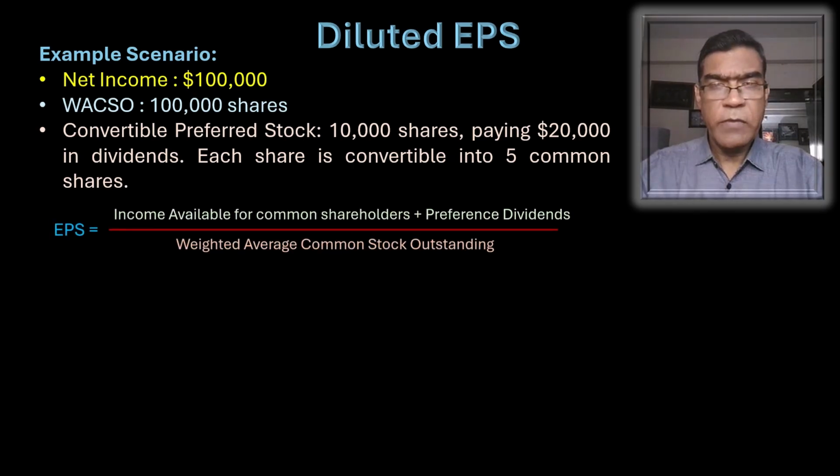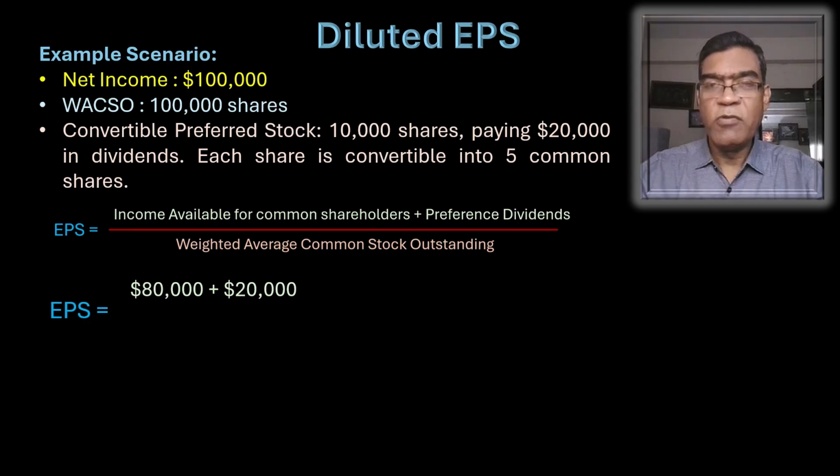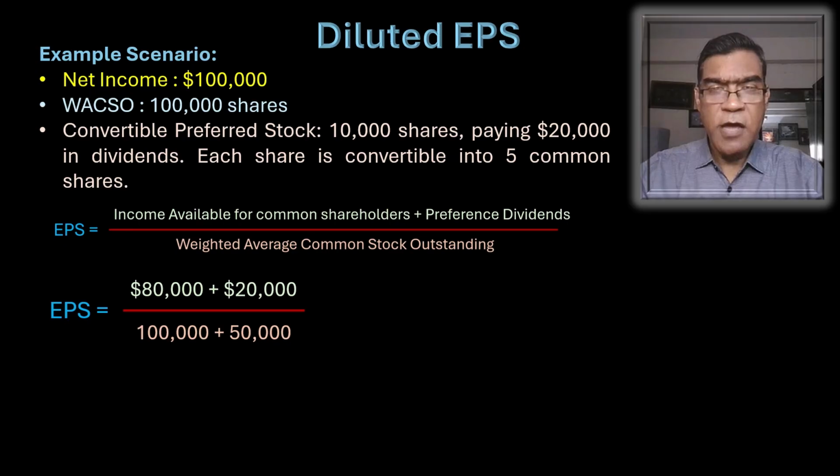So EPS equals income available for common stockholders plus preference dividend, divided by weighted average shares plus converted shares. Actually, while calculating basic EPS, we already deducted 20,000. That's why we need to add them back. That's why over here is the plus sign. In the basic earnings per share, it was 80,000. So we take 80,000 plus the 20,000 dividend back. Because when it is converted, you are not paying any dividend to anybody, right? Because there is no preferred shareholder; they will become common stockholders. Weighted average common stock outstanding was 100,000 shares previously, and it is now 50,000 more.